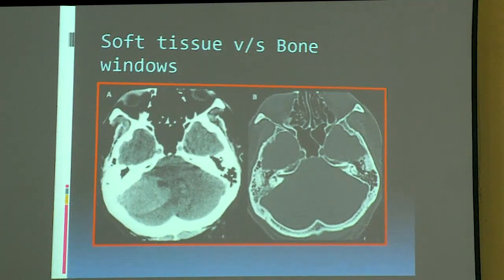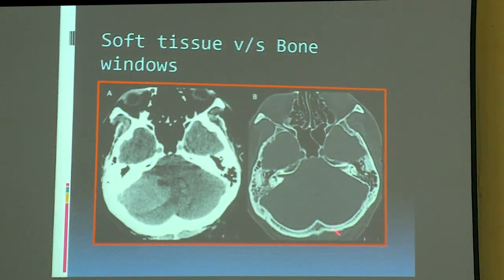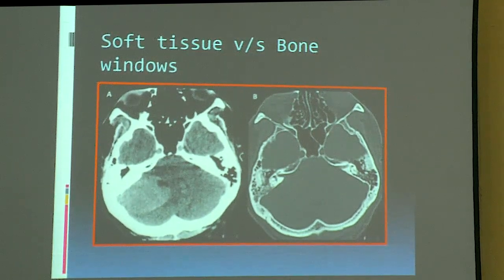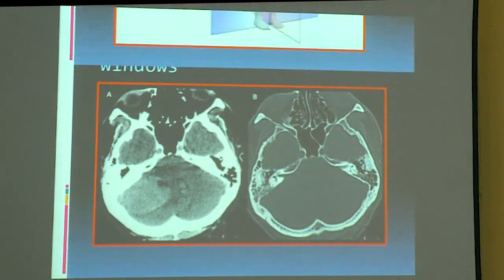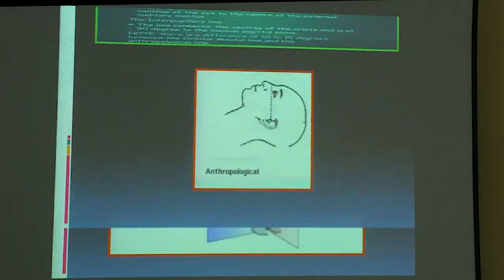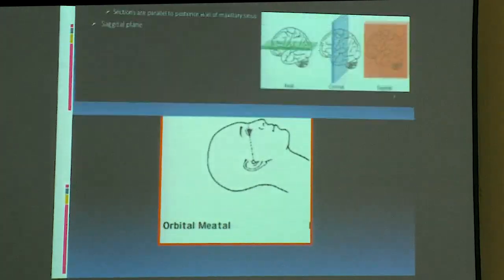So what difference can it make? It can make a lot of difference. So you can see we are simply skipping this lesion. These are the same axial cuts on bone and soft tissue windows. We are simply missing the lesion if we have a bone window with us. But for all practical purposes, for chronic otitis media, which is uncomplicated, we will need to know about the bone windows. You know about the planes, I will not go into this.